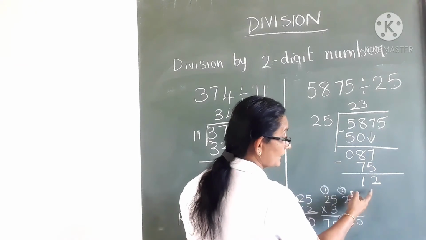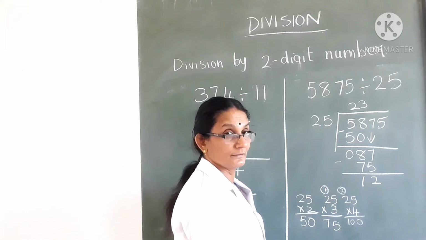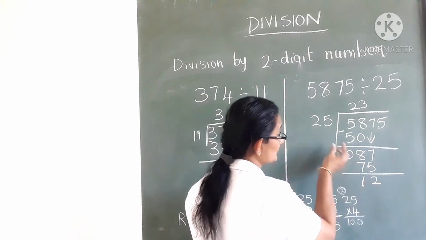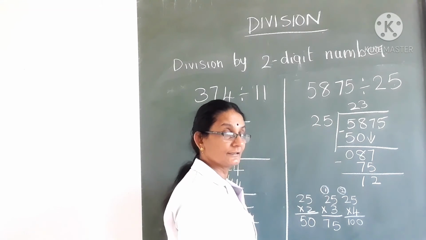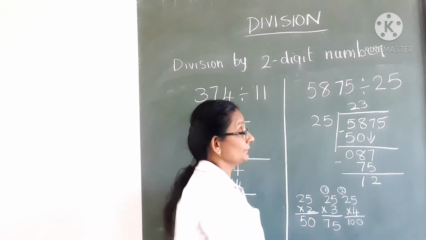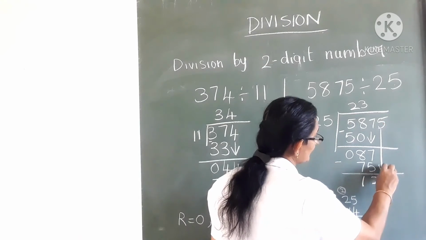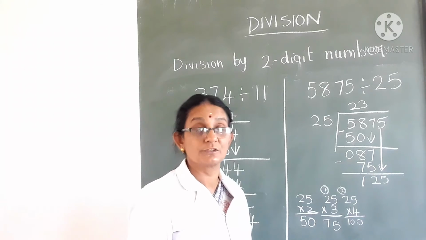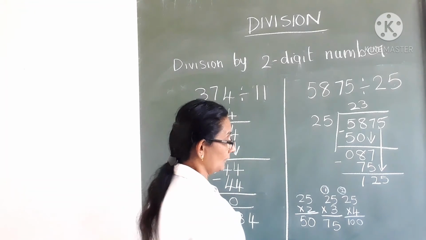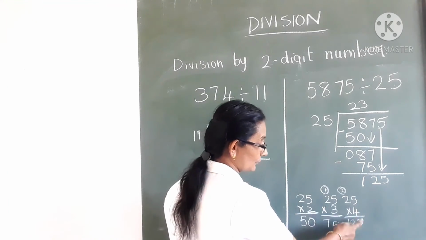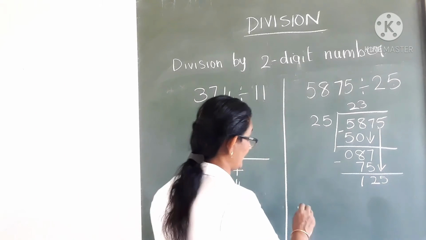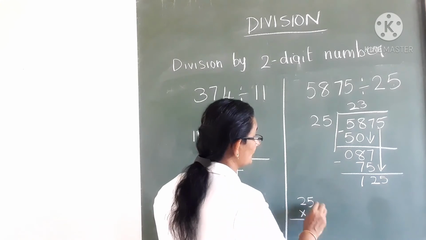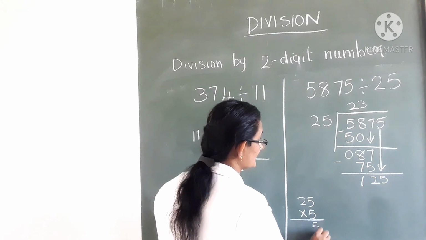So then can you divide? So now 12 is smaller than 25, isn't it? So what we have to do? Yes, bring down the next digit, that is 5. Now let us see how many times 25 goes in 125. You already know that 25 into 4 is 100. Now let us see what is 25 into 5. 25 into 5 is 5 5s are 25.